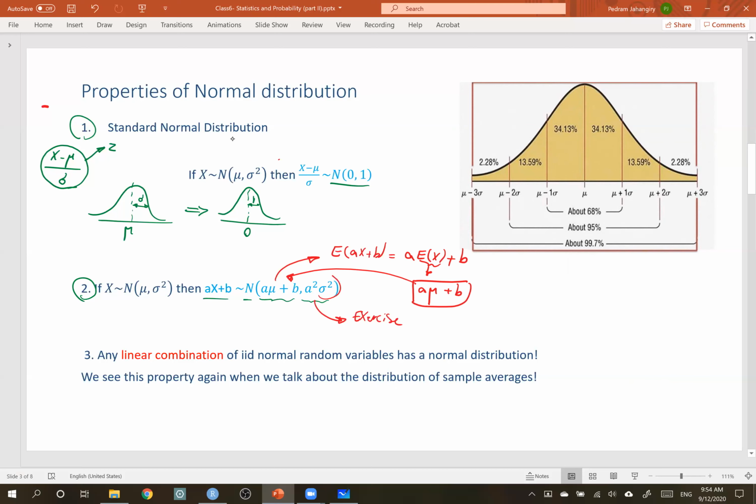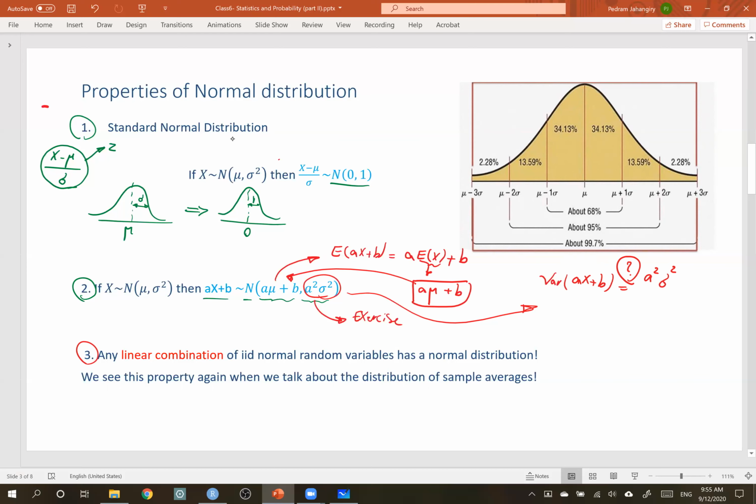I want you to prove this one. I want you to show me that the variance of aX plus b is going to be equal to a squared sigma squared. This is your exercise. And then finally, any linear combination of IID normal random variables has a normal distribution as well.